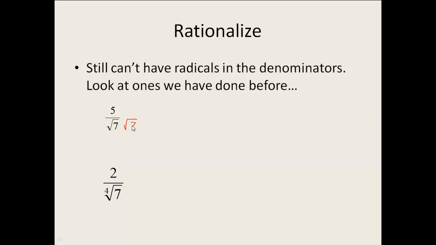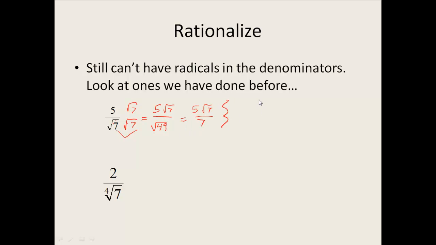So what we did was we multiplied by the square root of 7 over the square root of 7, and ended up with 5 square roots of 7 over the square root of 49, because with the same root, I multiply my bases together. Then that simplified down into the 5 square roots of 7 over 7, because the square root of 49 is just 7.